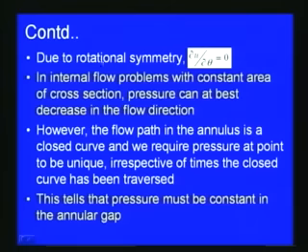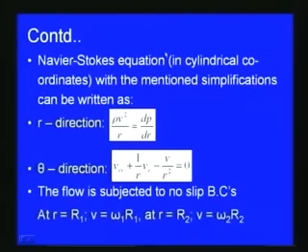So, we are using certain assumptions like ∂u/∂θ equal to 0, and then we assume that the flow path in the annulus is a closed curve, and we also assume that pressure must be constant in the annular gap. So, for these conditions, now we simplify the Navier-Stokes equation.